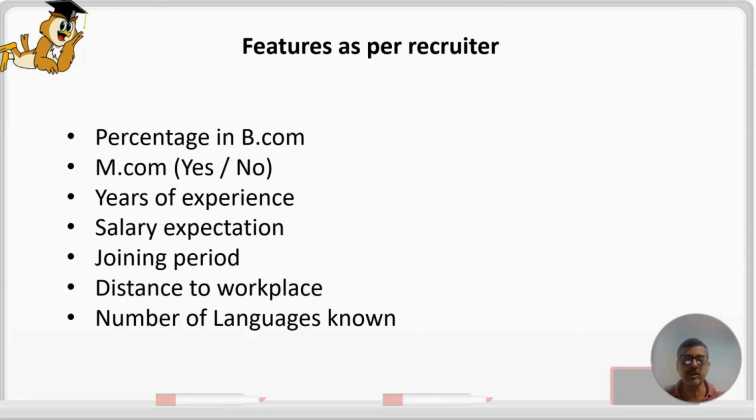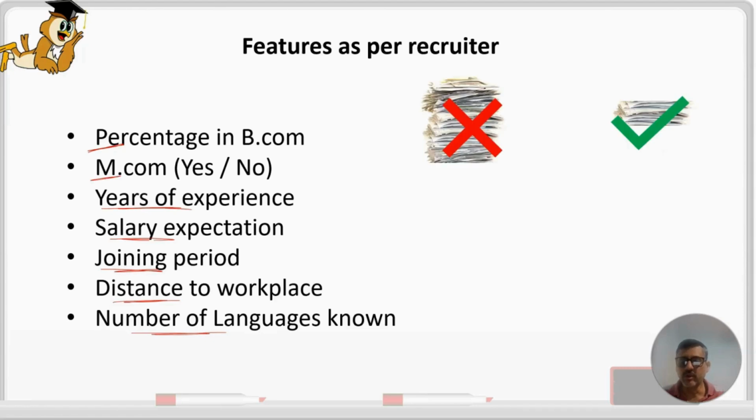Okay, so the features as per the recruiter were: percentage in BCom, whether the candidate has an MCom degree or not, whether the candidate has an advanced degree or not, number of years of experience, salary expectation, joining period (how long the candidate takes to join once he gets an offer), distance to the workplace (whether the candidate is local and stays close to the office or not), and the number of languages known by the candidate, because sometimes customers have to be explained in different languages. So these are the features as per the recruiter.